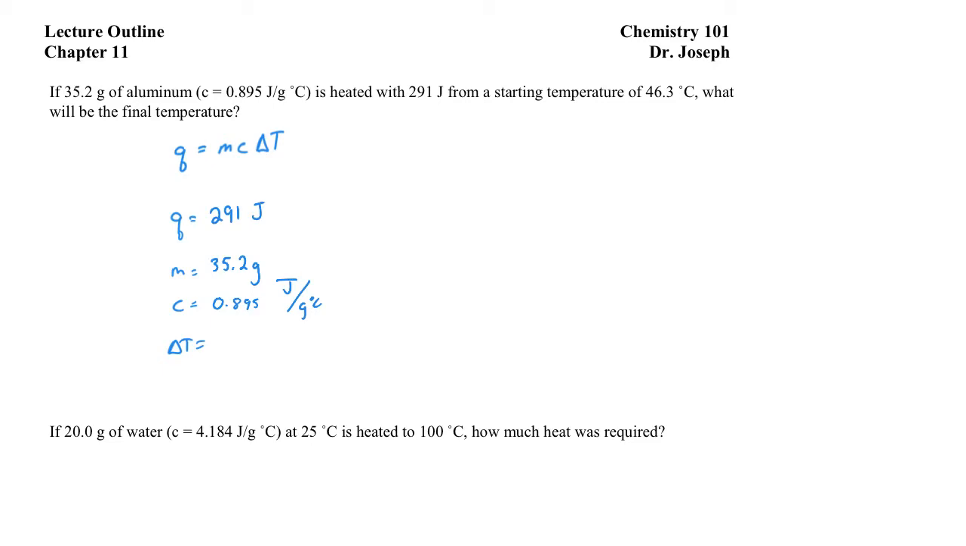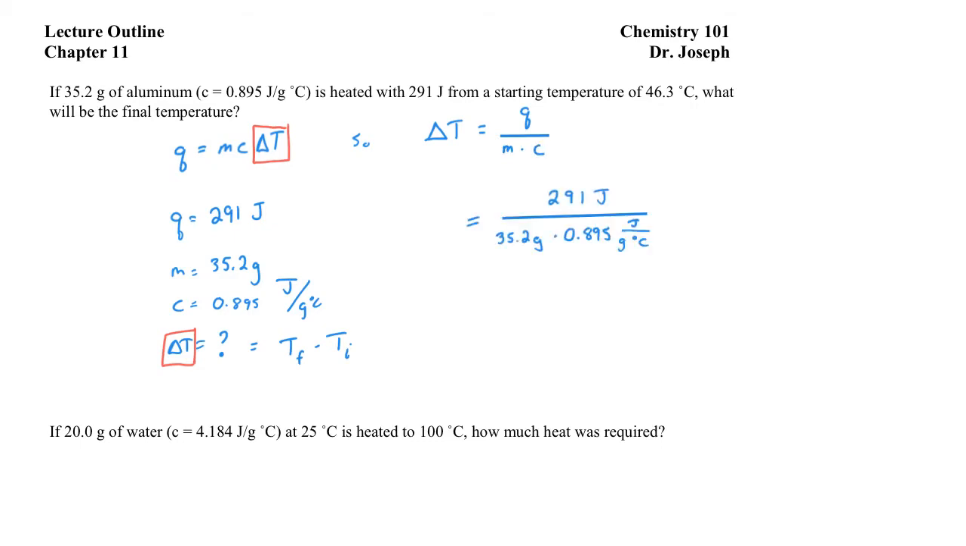We're also told that the starting temperature is 46.3 degrees C, but we don't know what the final temperature is. So that means we don't have delta T, but we have the starting temperature. Now, in general, if we want to find delta T, it's going to be equal to the final temperature minus the initial temperature. So as we can see, the missing parameter here is our delta T. That means we need to rearrange our Q is equal to MC times delta T to solve for that delta T. If we do this, we see that delta T is equal to Q divided by M times C.